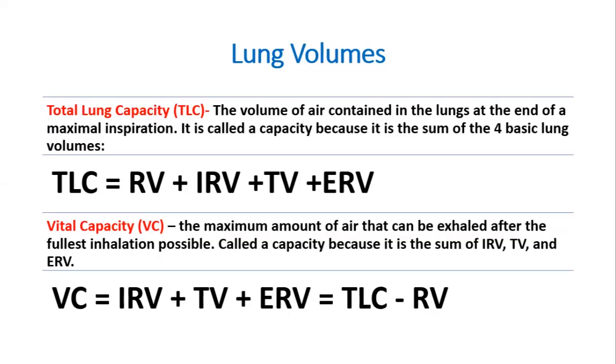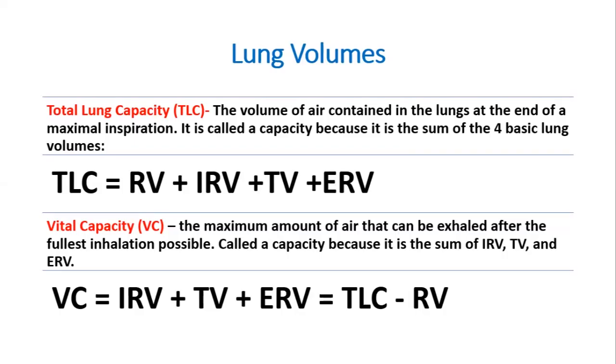And it is called a capacity because it is the sum of the four basic lung volumes, which is the residual volume, the tidal volume, and the inspiratory and expiratory reserve volume. And then we have the vital capacity, which is the maximum amount of air that can be exhaled after we take the deepest breath possible, right? And then VC is equal to IRV plus TV plus ERV, and this is the same as TLC minus RV.